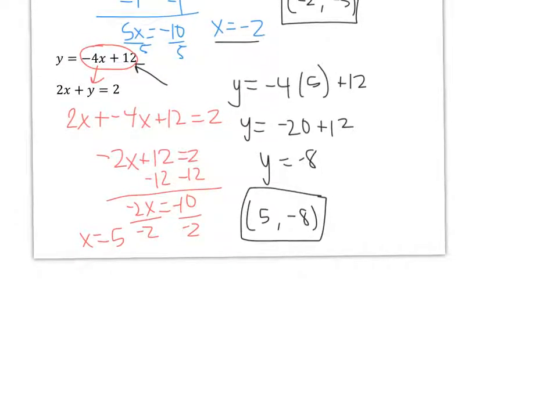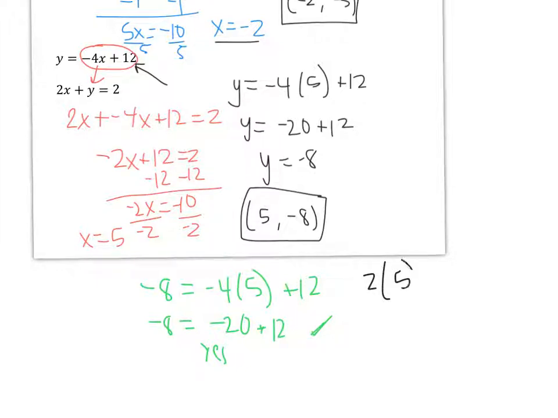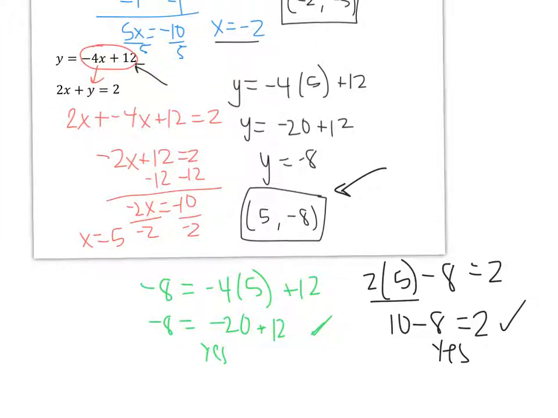All right, so I'll take the first equation, negative 8 equals negative 4 times 5 plus 12. And so does negative 8 equal negative 20 plus 12? It should if this ordered pair works out, and it does, so yes. Now if I plug the ordered pair into the other equation, I have 2 times 5 minus 8 equals 2. 2 times 5 is 10 minus 8. Does that equal 2? It does. So it works. It's a match for both equations. So that would be a solution to this system of equations.